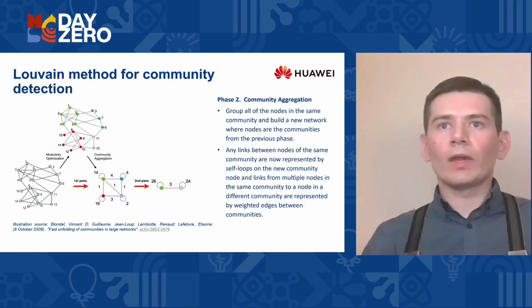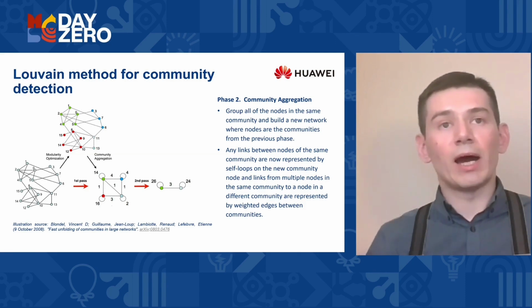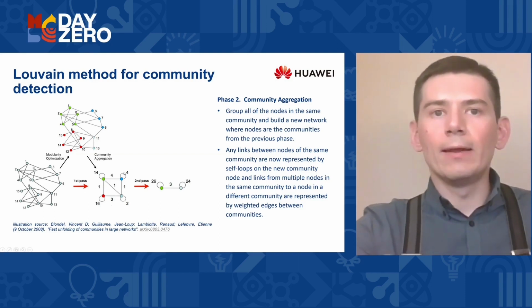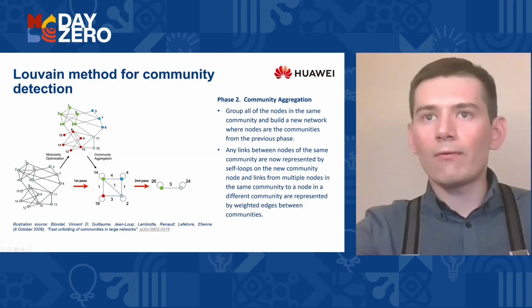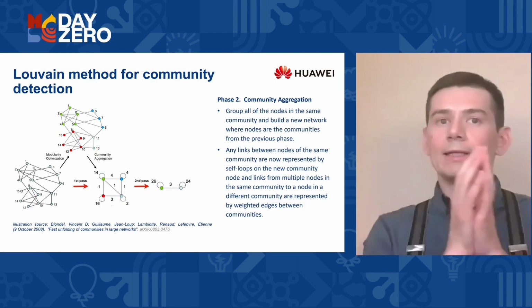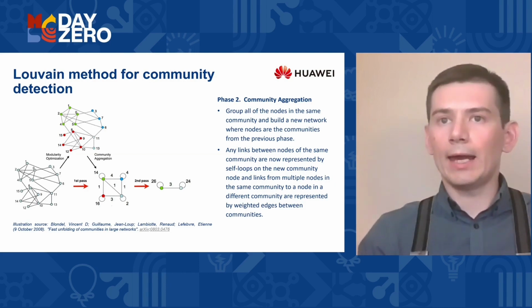So links between nodes of the same community are now represented by self loops, and we have the number showing how many links inside the community we have, and links from multiple nodes in the same community to a node in a different community are represented by weighted edges.